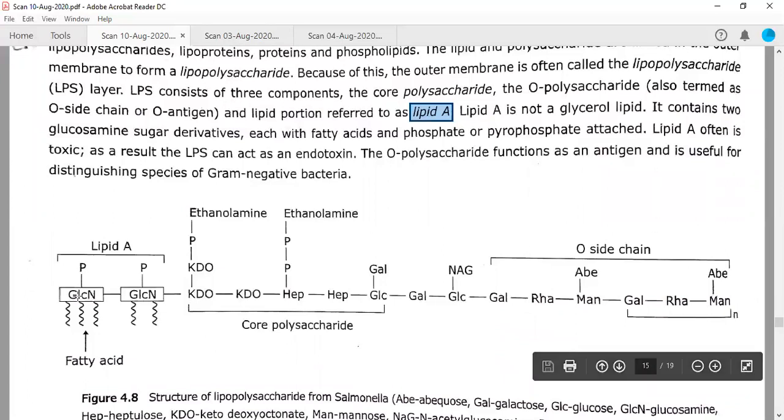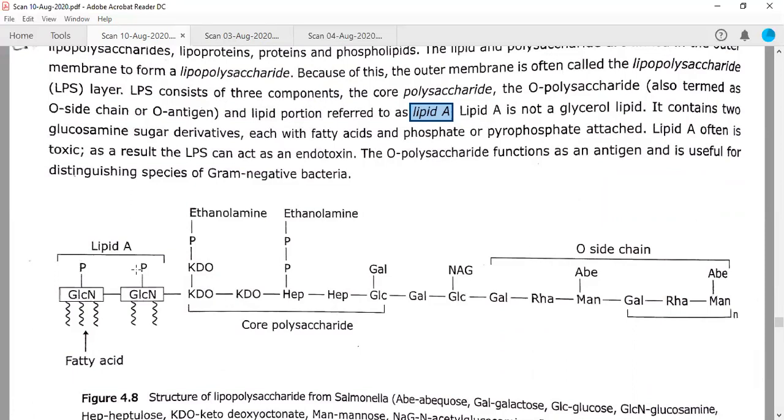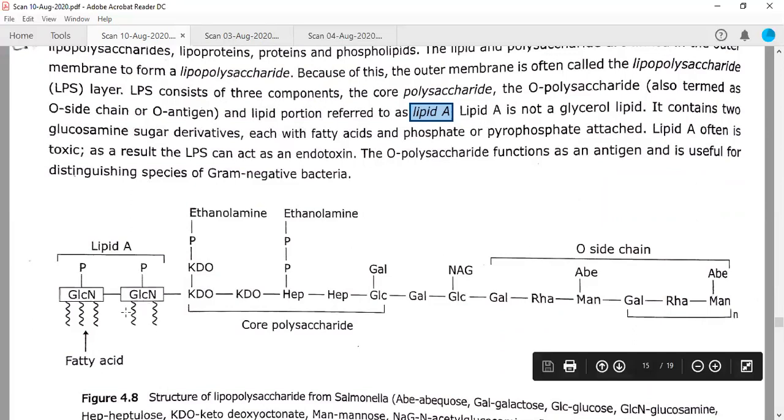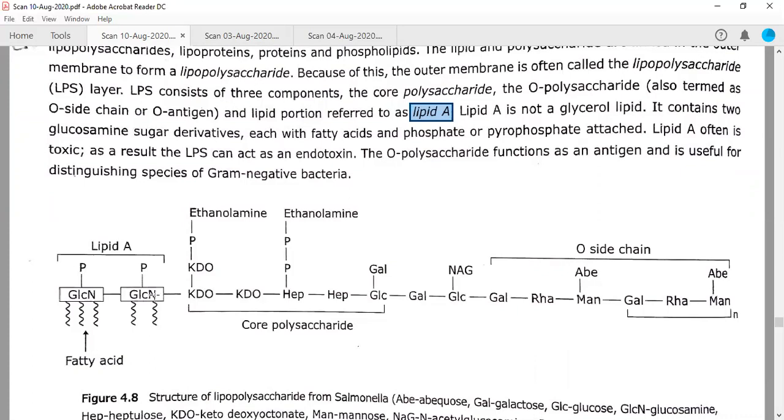These are called N-acetyl glucosamine, and these are linked to either pyrophosphate or phosphate. Here they are shown with phosphate attached, but these two sugar derivatives are N-acetyl glucosamine, each with fatty acids. So some fatty acids are connected. The lipid A portion is actually made up of three components: one is phosphate, one is a sugar derivative, for example N-acetyl glucosamine, and some fatty acids. The fatty acids and the phosphate or pyrophosphate are attached to the sugar derivative.